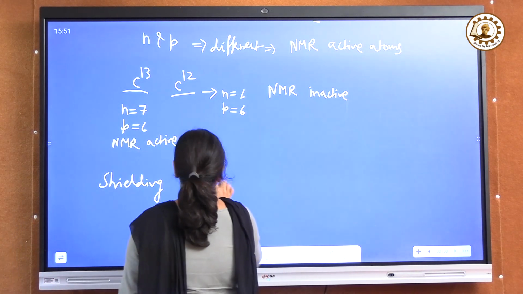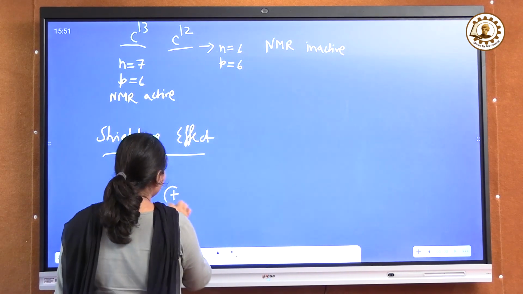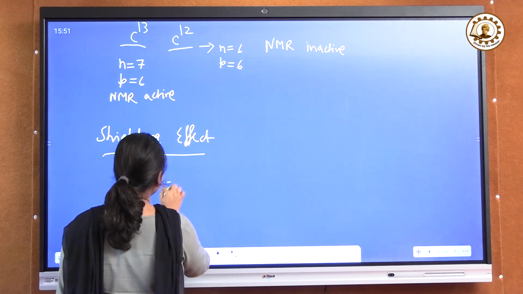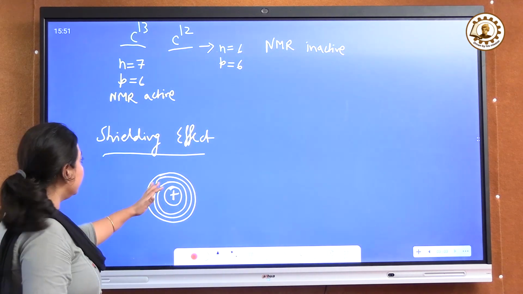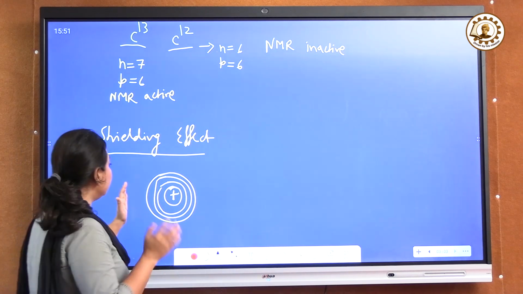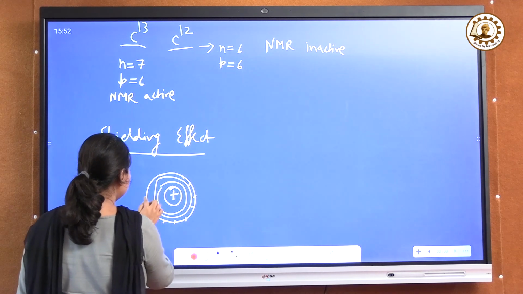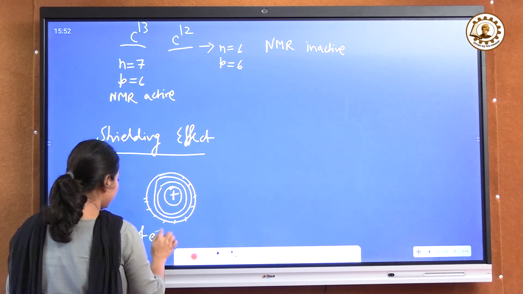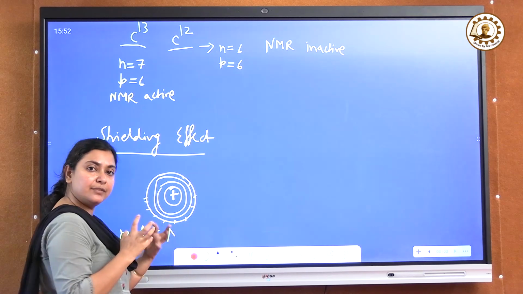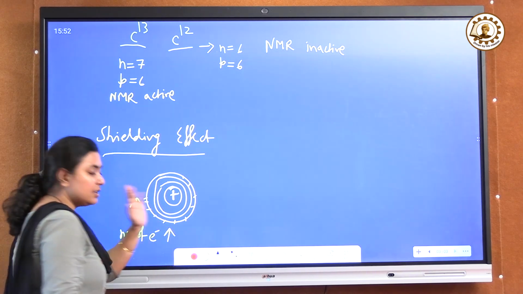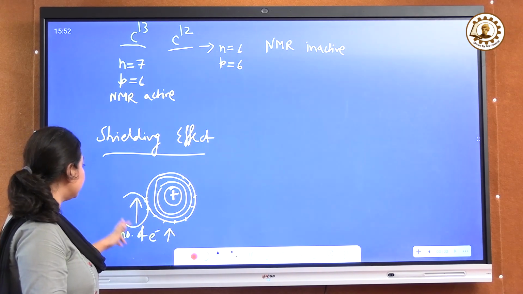Shielding effect in NMR spectroscopy. Shielding effect and de-shielding effect. Now if there is a nucleus, and if the number of electrons in the outermost shell is higher, that means it is shielding the nucleus. If the number of electrons is higher, then this nucleus will feel comparatively less of the external magnetic field. That means the nucleus will feel the external magnetic field less.